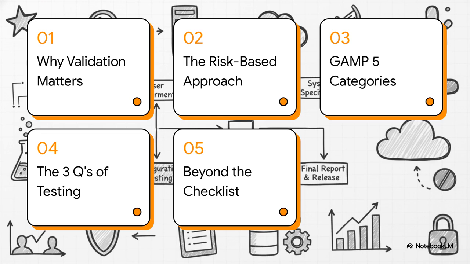We're going to start with why this all matters in the first place. Then we'll get into the risk-based approach, talk about the different GAMP 5 software categories, dive into the 3 Qs of testing, and wrap up with what this all really means beyond just a checklist.